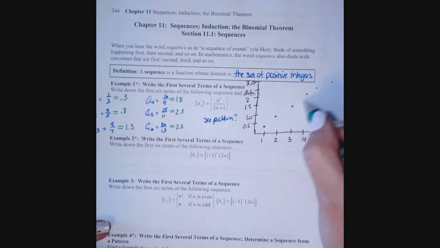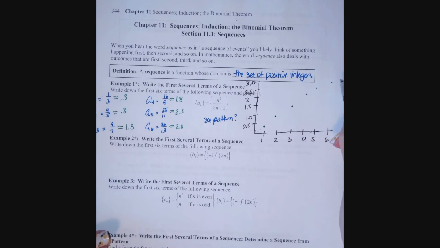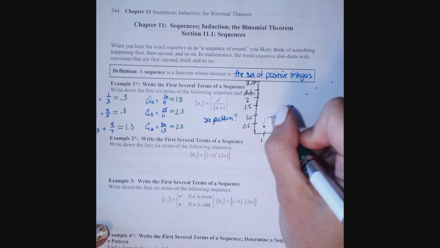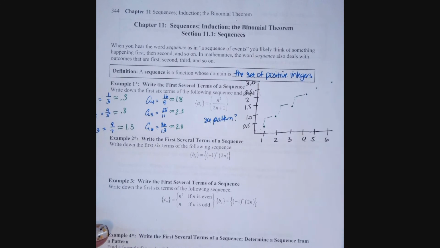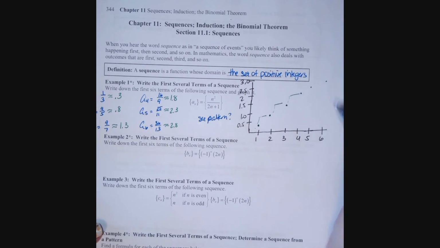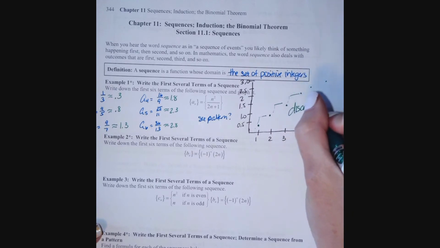So if I did connect them, I could connect them with a line because it's increasing by a set amount each time. But it's not a continuous graph. These are discrete values.